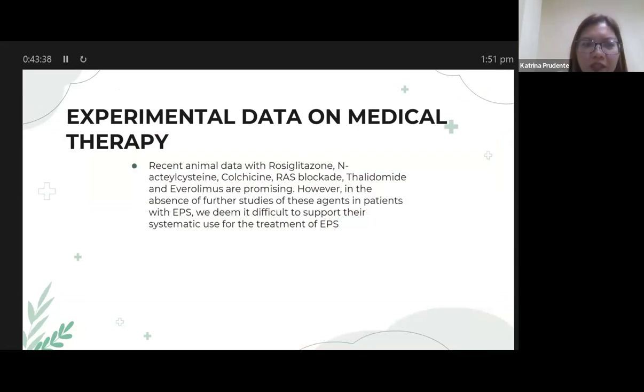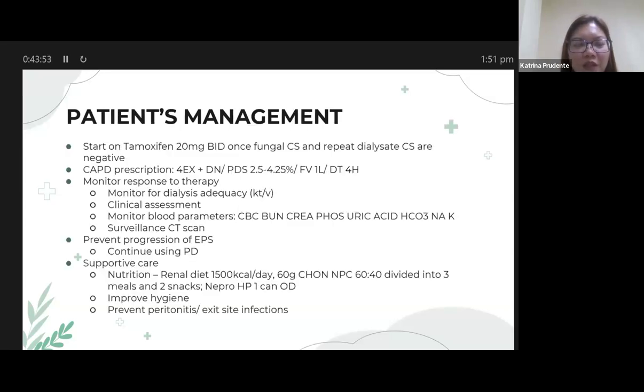So another recent animal data with rosiglitazone and colchicine, blockade, thalidomide, and everolimus are promising. However, in the absence of further studies, it was difficult to support their use in EPS. So for this patient, plan to start on tamoxifen 20 milligrams once the fungal CS and repeat dialysate CS are negative, and continue the CAPD following prescription, monitoring for the response.